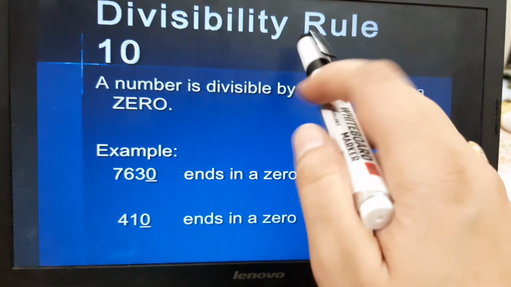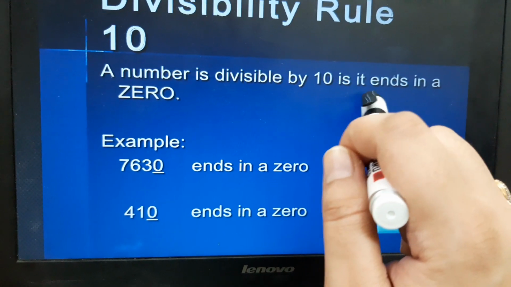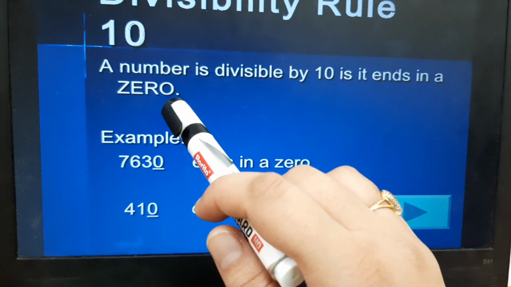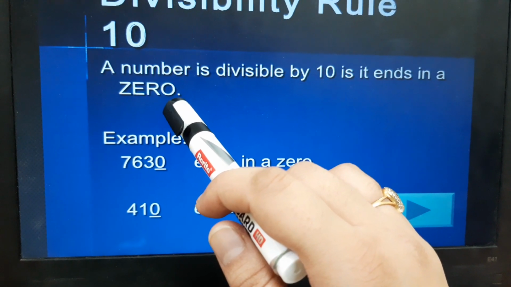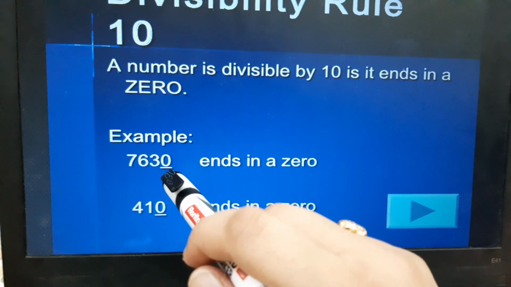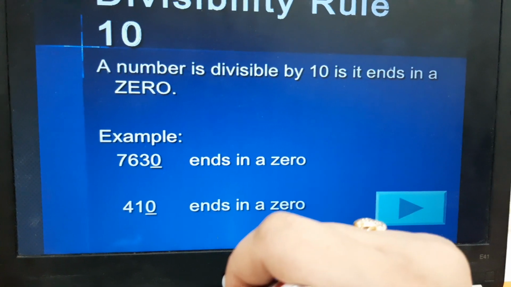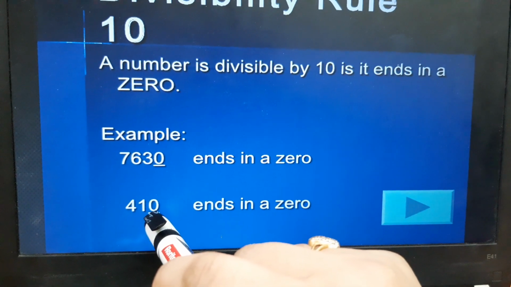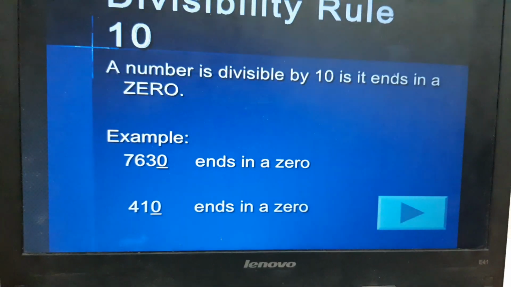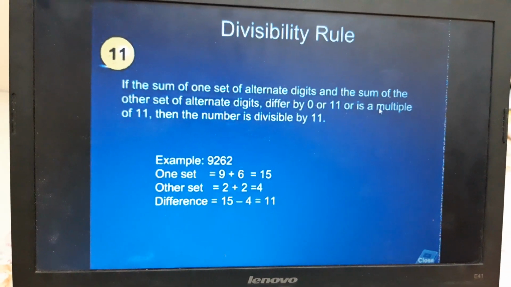Next is divisibility rule by 10. A number is divisible by 10 if it ends in a 0. It means at the unit place it should be a 0, only then the number is divisible by 10. For example, 7630. Now at the unit place I am having a 0, so clearly this number is divisible by 10. Similarly, if I have the number 410, 0 at the ones place, so it means it is divisible by 10.